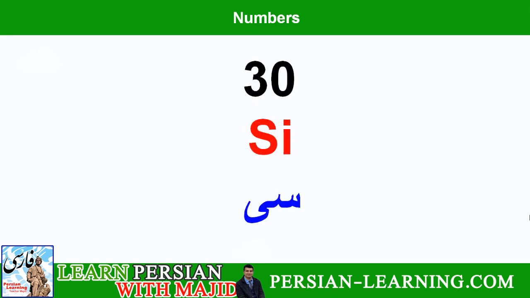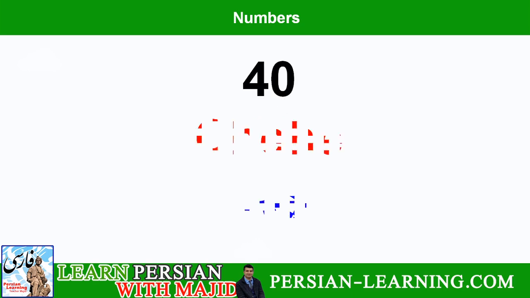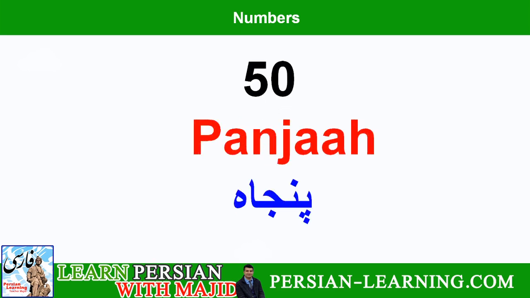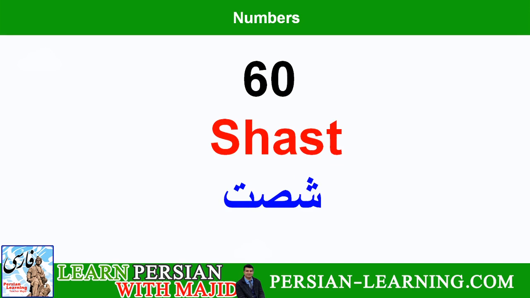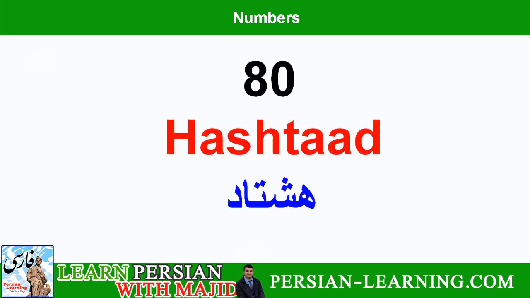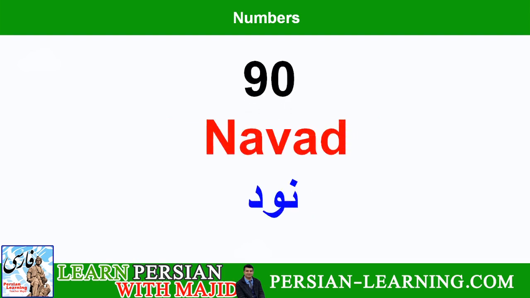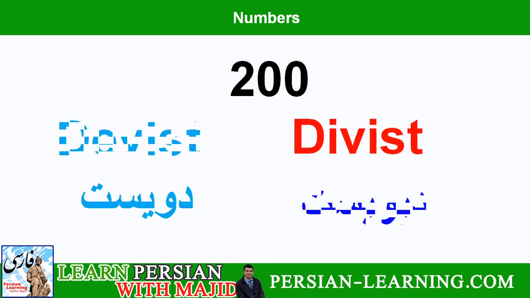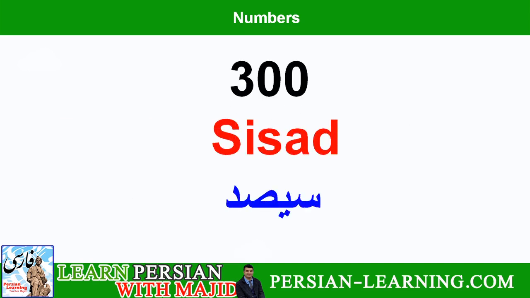سی, and also you can say 31, سی و یک. چهل، پنجاه، شصت، هفتاد، هشتاد، نود، صد، دویست or دویست, which is the formal version. سیصد.